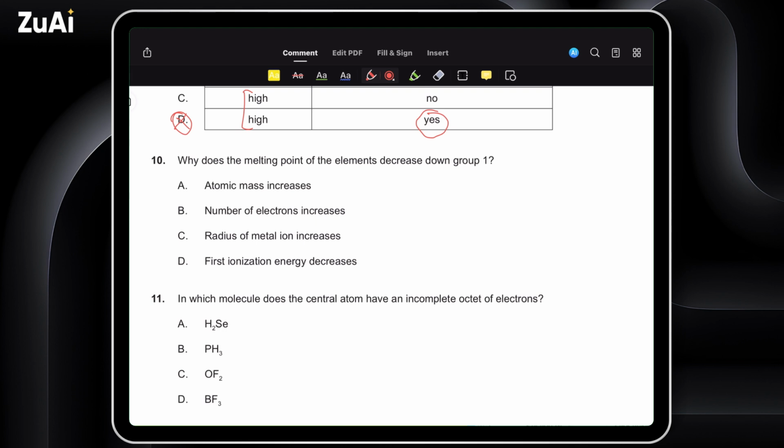First, ionization energy is not the thing which actually depends on melting point. And if atomic mass increases, it's not linked with melting point. So these two: number of electrons increases and the radius of the metal. So when the radius is going to increase, the strength of the metallic bond is going to decrease. That's why C is the answer.